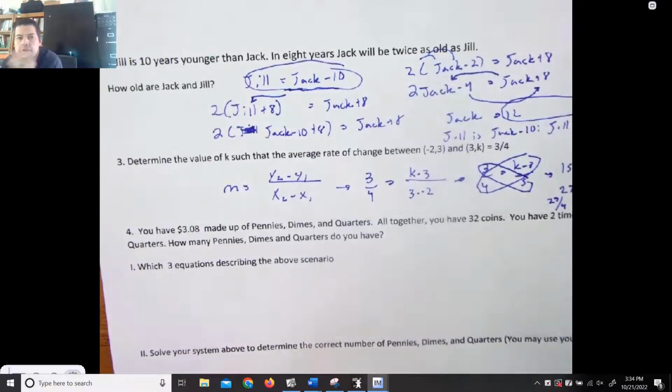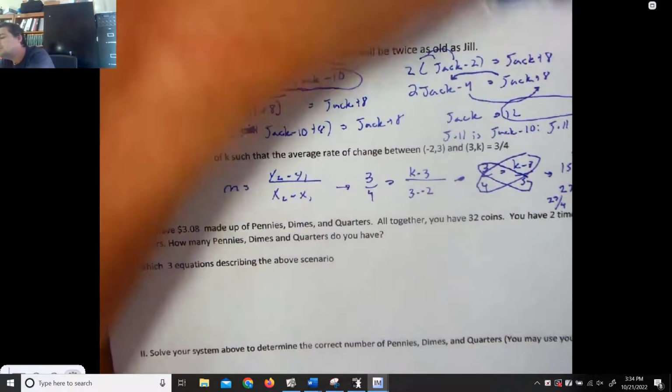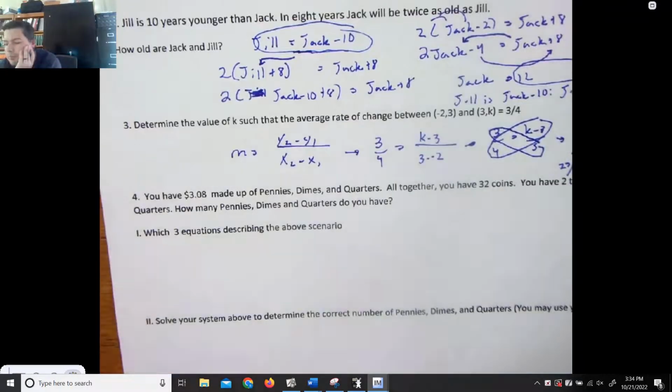Now for the question that 2/3 of you missed on the last test. You have $3.08 made of pennies, dimes, and quarters. Altogether, you have 32 coins. You have 2 times as many pennies as quarters. How many pennies, dimes, and quarters do you have? Ugh.